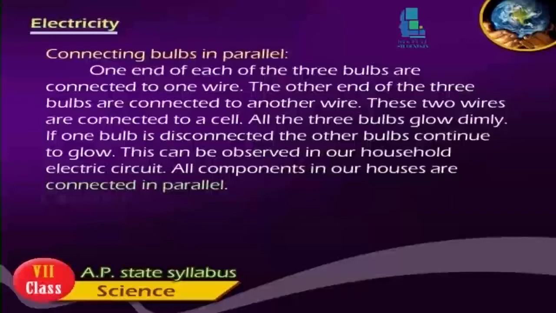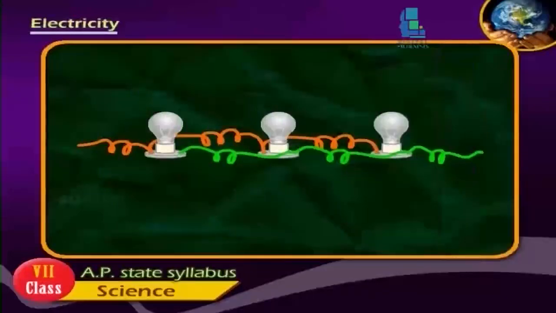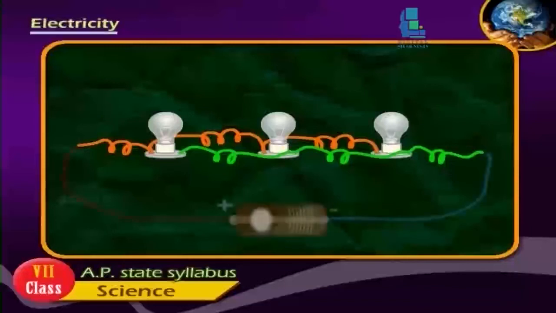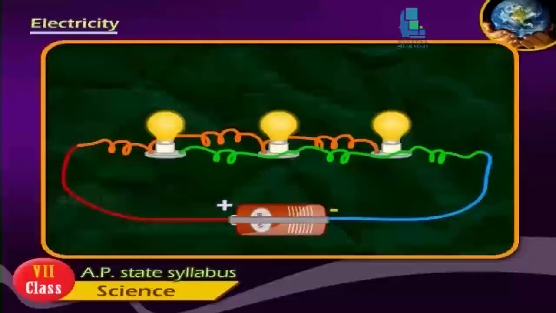Connecting bulbs in parallel. One end of each of the 3 bulbs is connected to one wire. The other end of the 3 bulbs is connected to another wire. These 2 wires are connected to a cell. All the 3 bulbs glow dimly.